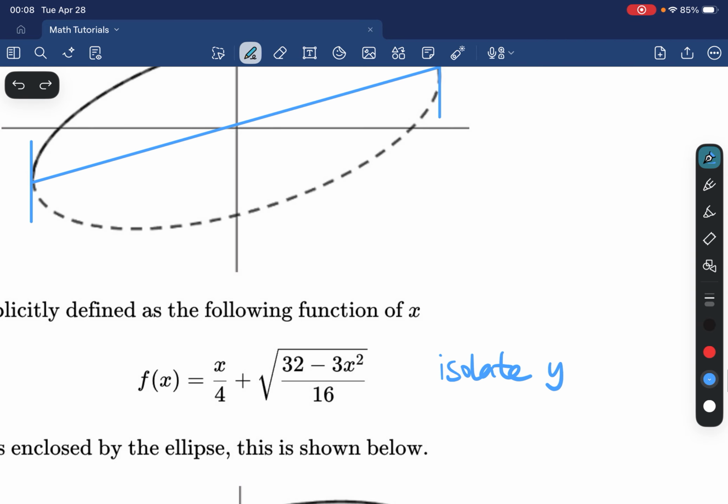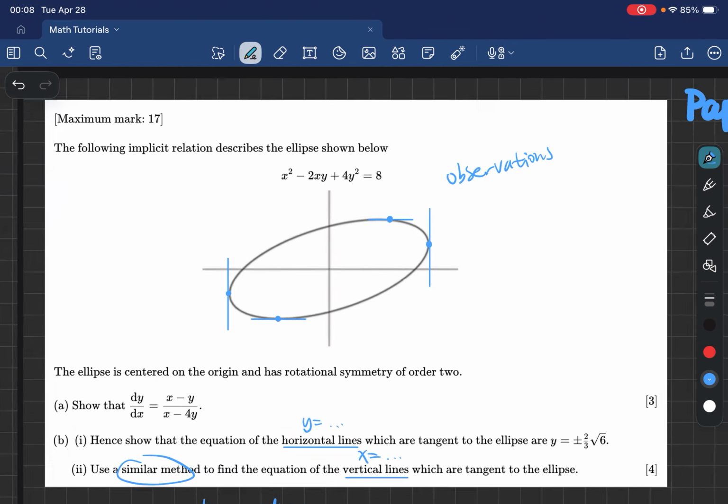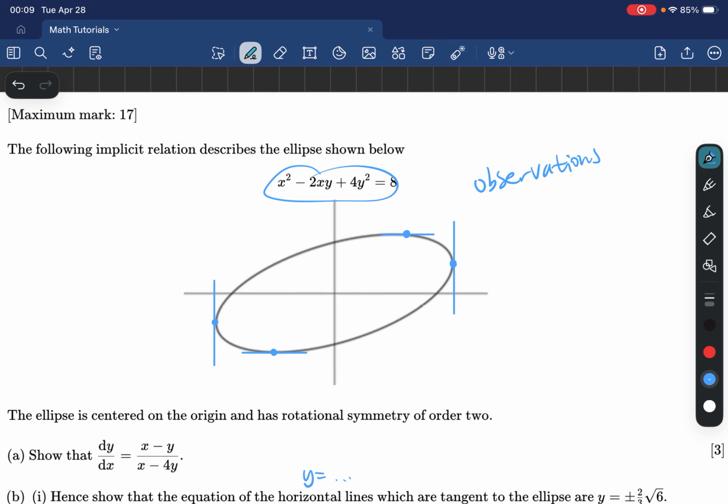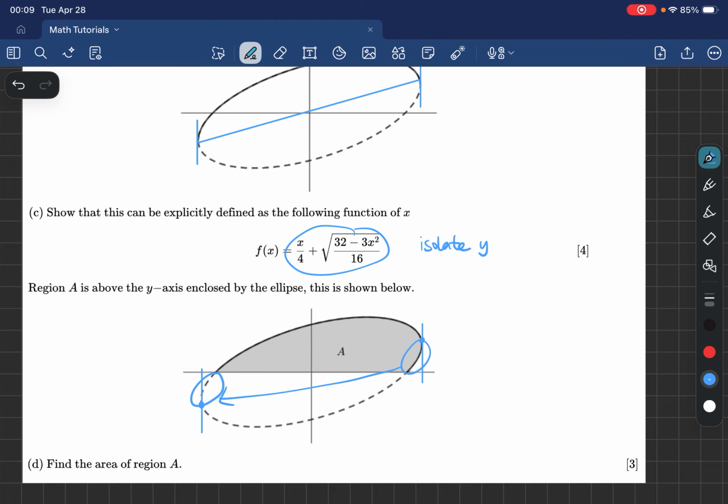So observe that there's only x within. So that means we managed to isolate y. So this is y equals something, something, something, right? All we need to do is isolate y from the original function and then make sure that y equals something that looks like this. So that's what it means.